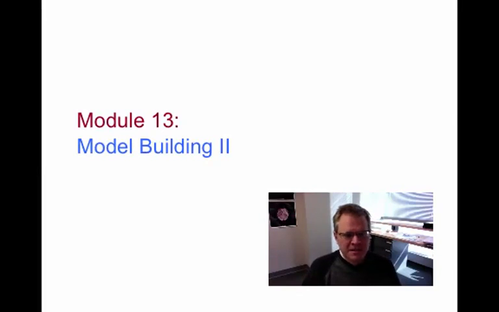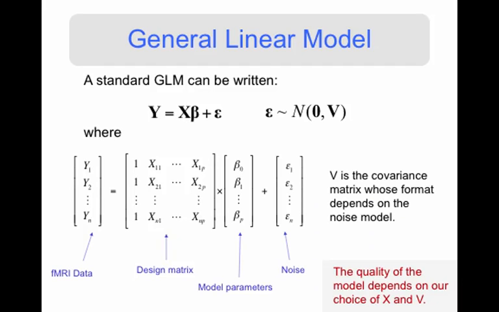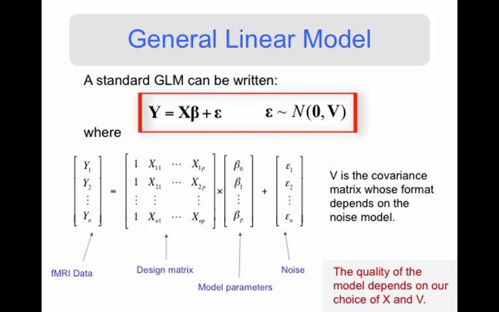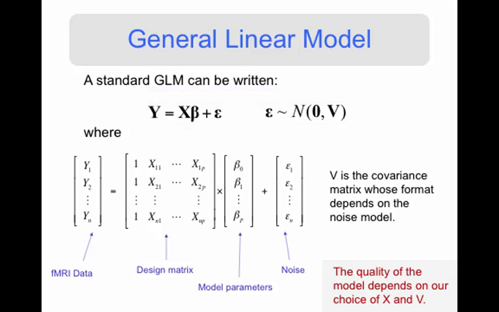Okay, so this is the second module on model building in the GLM. If you recall, we've been talking about a standard GLM model which can be written as y = Xβ + ε, where ε is normally distributed with mean 0 and variance-covariance matrix V. We discussed how the quality of the GLM, how well it fits the data, depends on our choice of both the design matrix X and the variance-covariance matrix V.